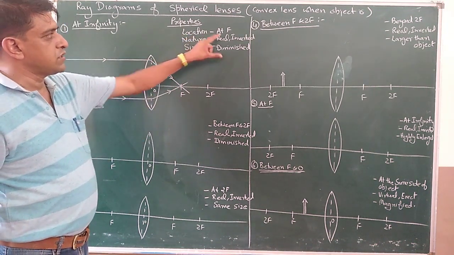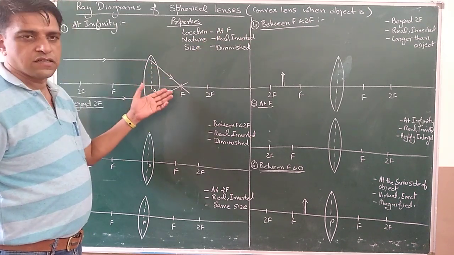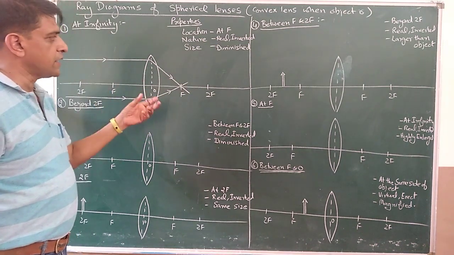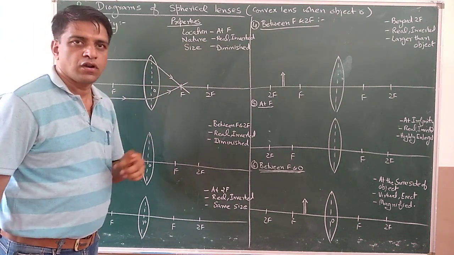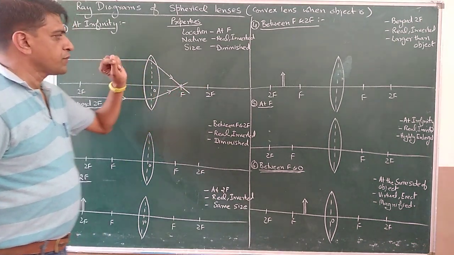First of all, the location where the light rays are actually meeting, that is F. If the light rays are actually meeting, the image is real and inverted, and the size, because it is very small, that's why we will say the image is diminished.